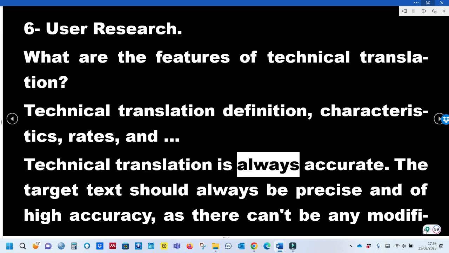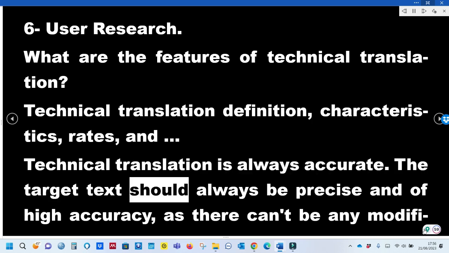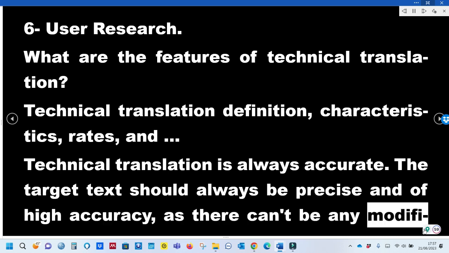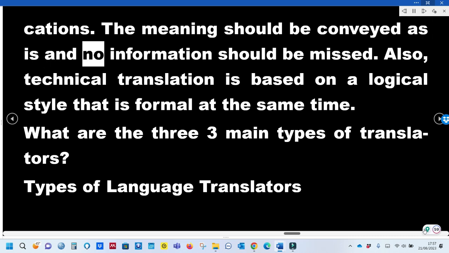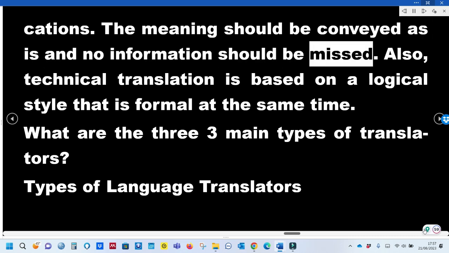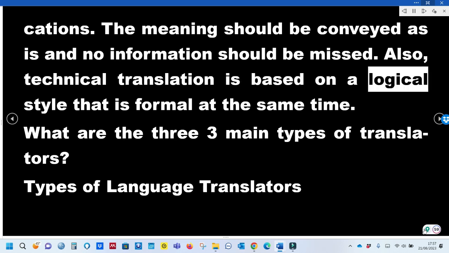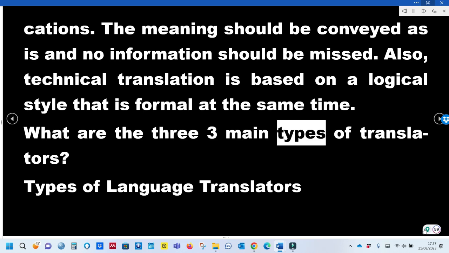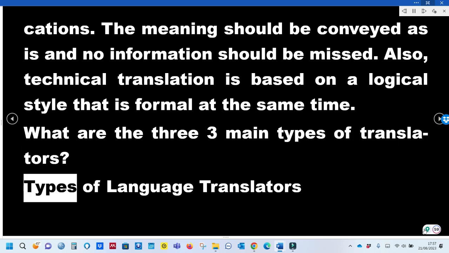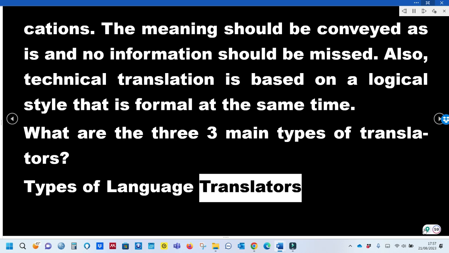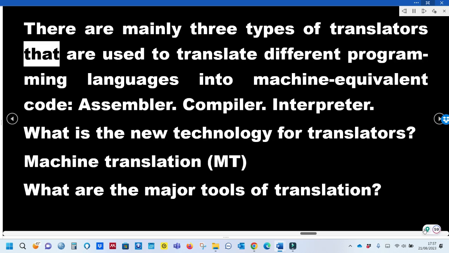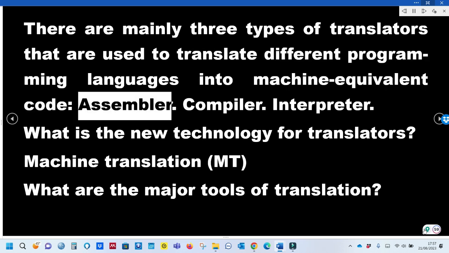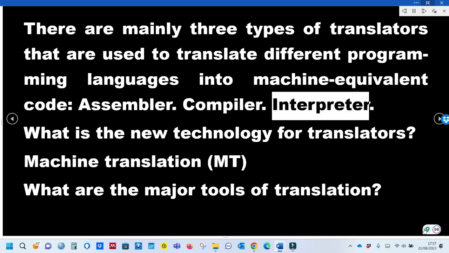Technical translation is always accurate. The target text should always be precise and of high accuracy, as there can't be any modifications. The meaning should be conveyed as is and no information should be missed. Also, technical translation is based on a logical style that is formal at the same time. What are the three main types of translators? There are mainly 3 types of translators that are used to translate different programming languages into machine-equivalent code: assembler, compiler, interpreter.